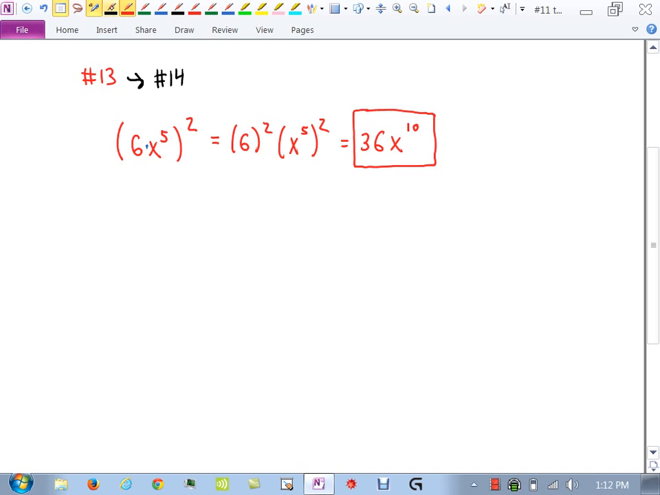Ooh, 15 looks ugly. 15, and 16 is for you. Oh, check this one out. What if we have negative 4, a to the negative 8, b, c to the 5th, squared?